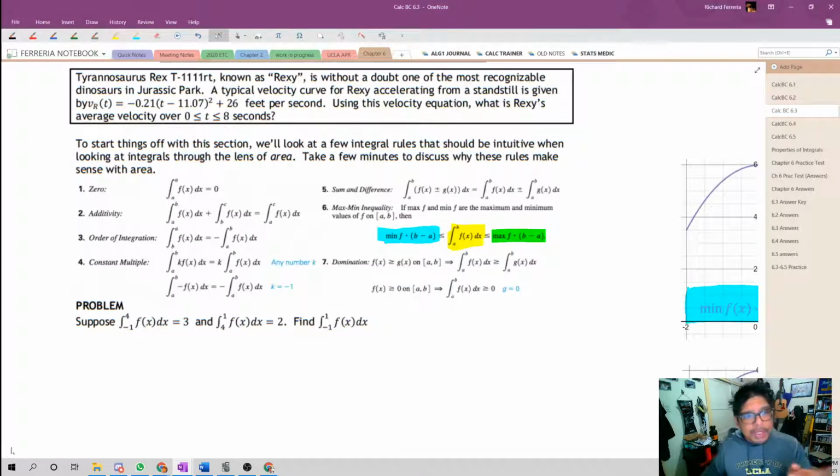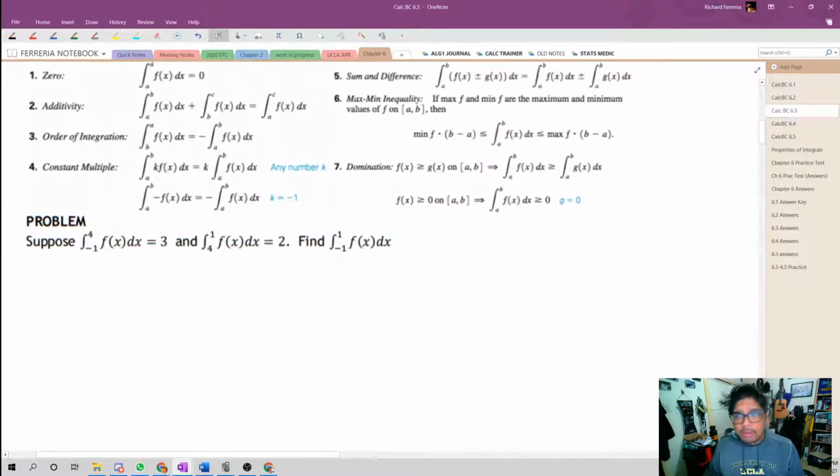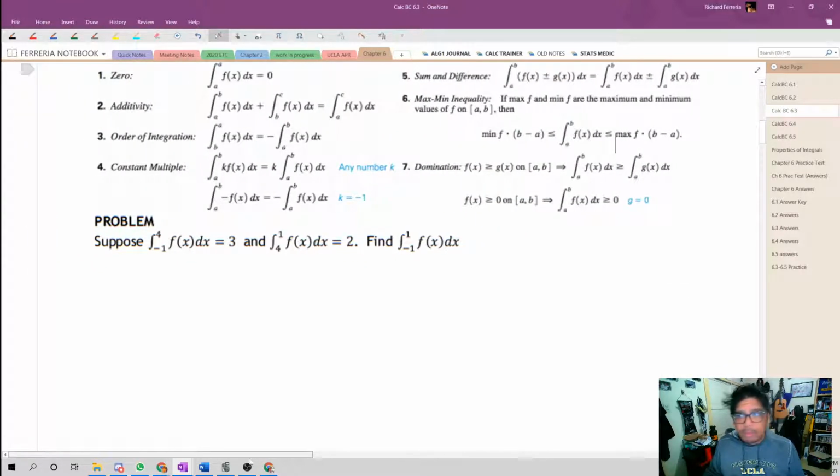So with an understanding of how sum, min-max, and domination and all of the other properties work, let's take a look at this problem here where it says, suppose we know the integral from -1 to 4 is 3, and we know the integral from 4 to 1 is 2. Can we find the integral from -1 to 1?